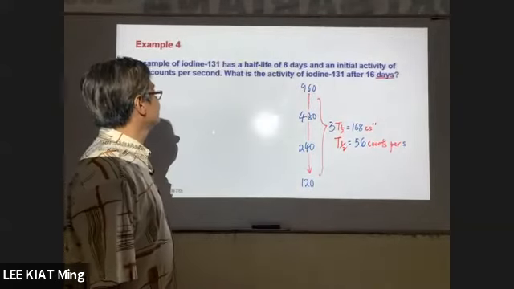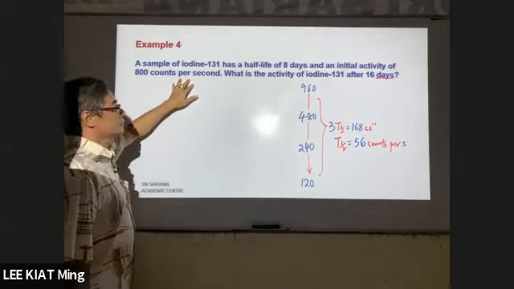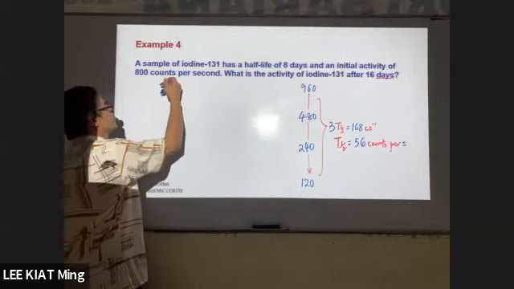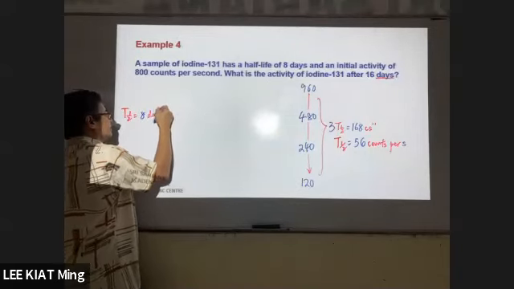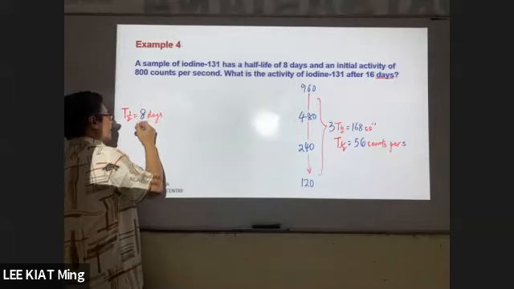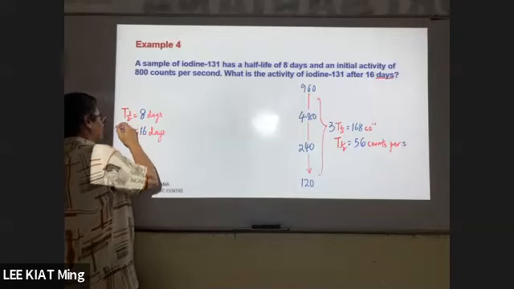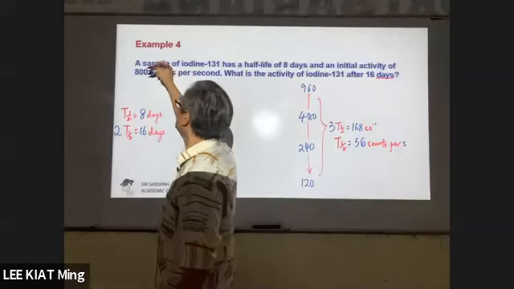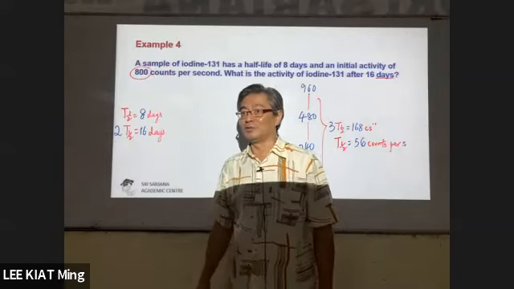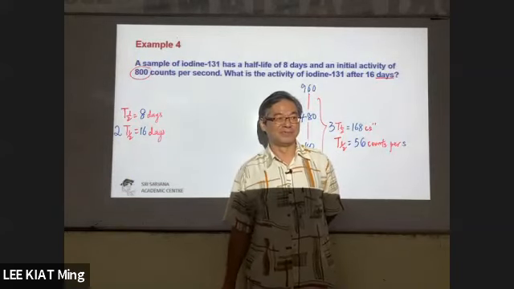Alright, example 4 now. I read: half-life 8 days. Initial activity 800. What is the activity after 16 days? Easy job. Wow, it's getting easier and easier. Half-life is given as 8 days. Alright, they ask you after 16 days. How many half-lives? 2 half-lives, and you draw 2 arrows. Oh, easy job. You don't need to write down. It's your brain. Just draw 2 arrows. Can do. This is tougher than differentiation. Tougher than integration. dy/dx. Right. Answer?